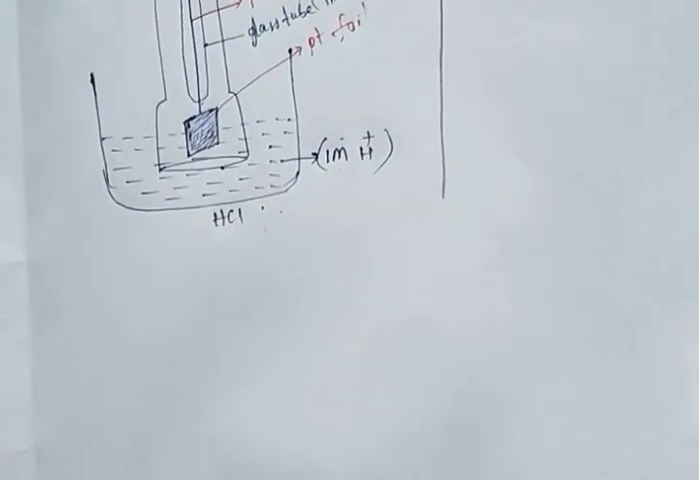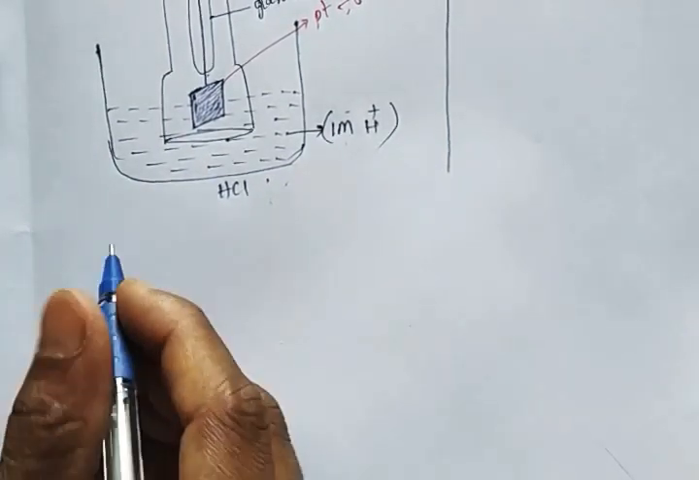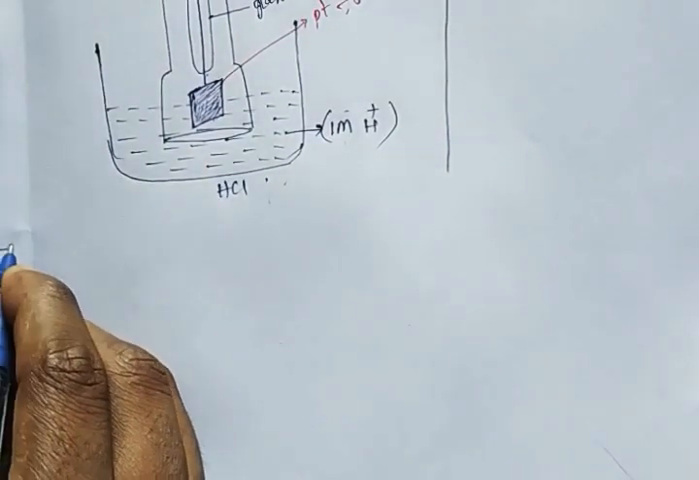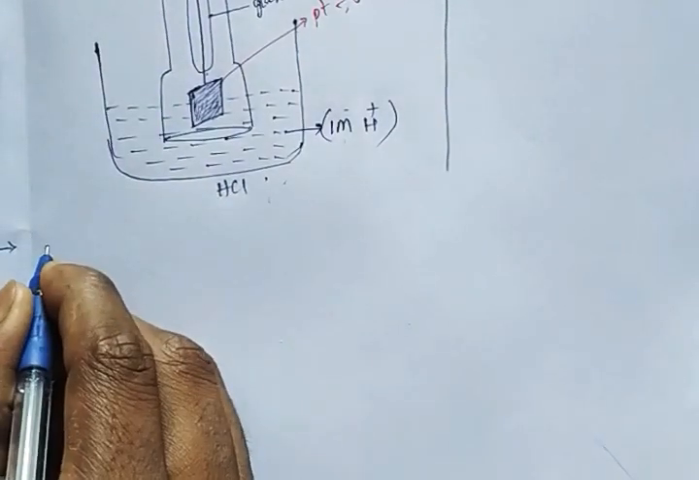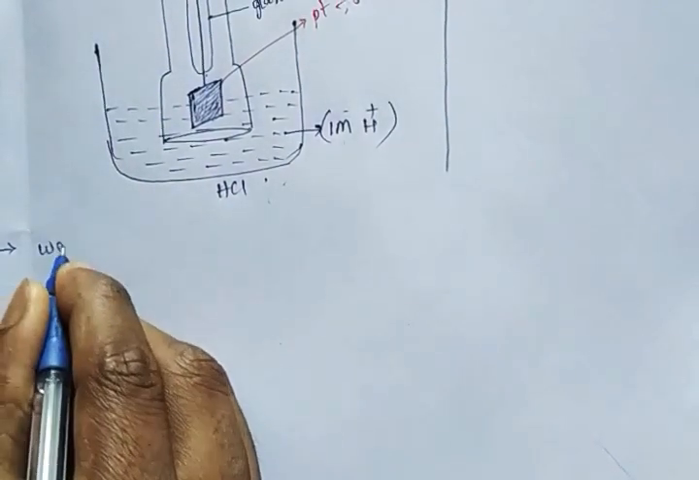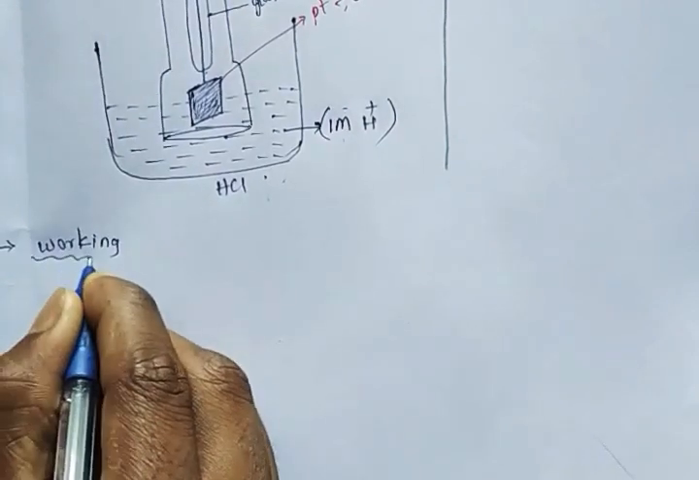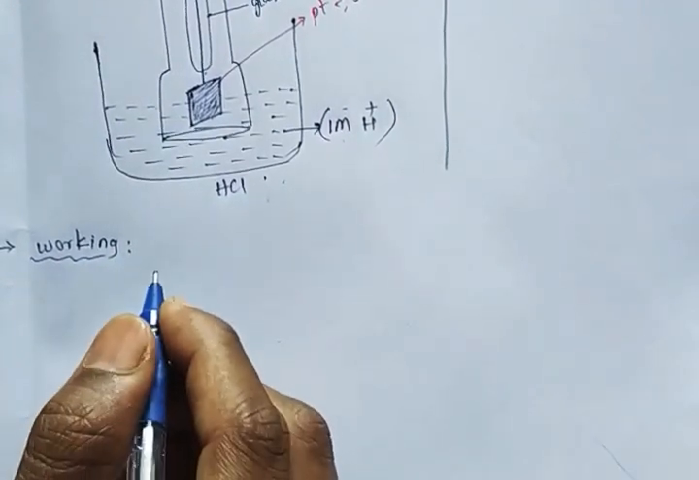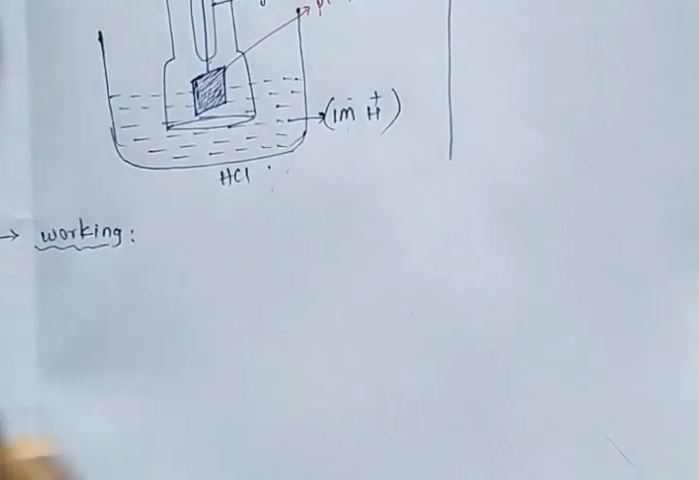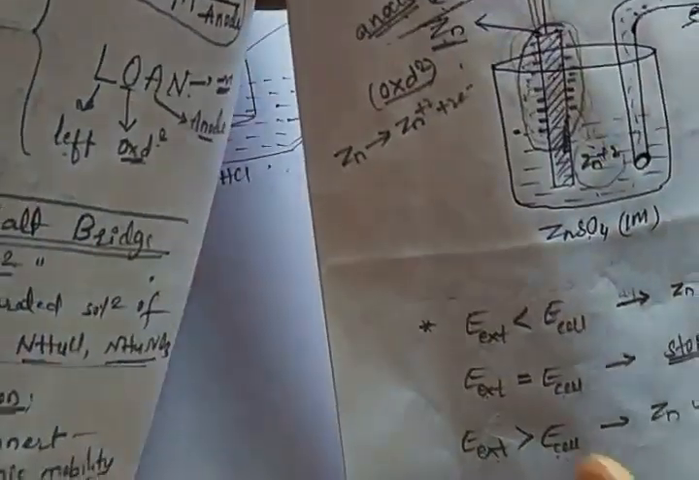Look at the working. So here SHE works as anode as well as cathode. Working of SHE, how it works. When it is connected, look at the cell, Daniell cell, construction and working of Daniell cell.